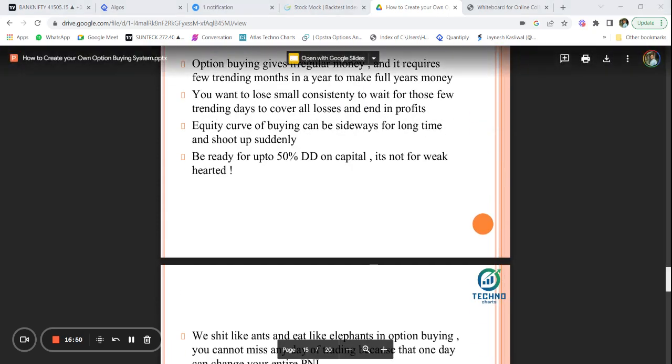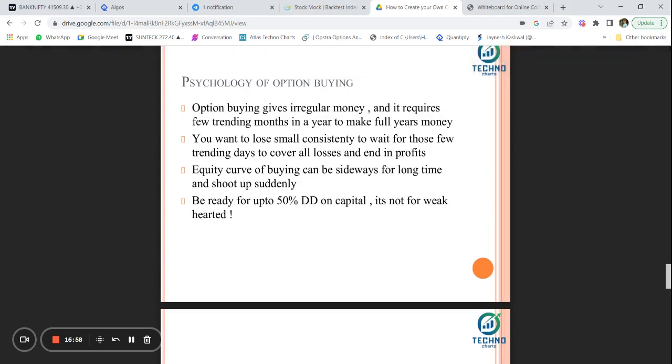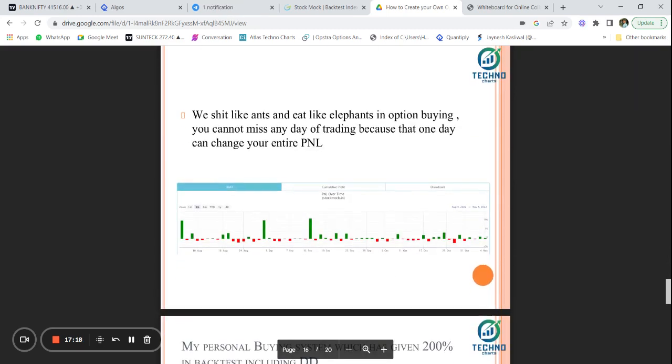Now psychology for the option buying strategy is really important. Okay, so in this case, option buying gives irregular money, and it requires a few trending months in a year to make the full year's money. You want to lose small consistently to wait for those few trending days covering all the losses and to end in profits. Now the equity curve of option buying can be sideways for a long time and then shoot up suddenly, as we have discussed. Now be ready for up to 50% DD on capital. It's not for the weak hearted, I can say that. Now basically, we sheet like ants and eat like elephants in option buying, and you cannot miss any day of trading, because that one day can change your entire P&L.